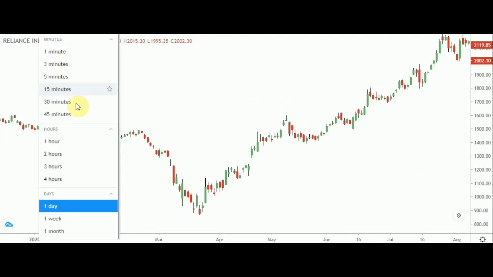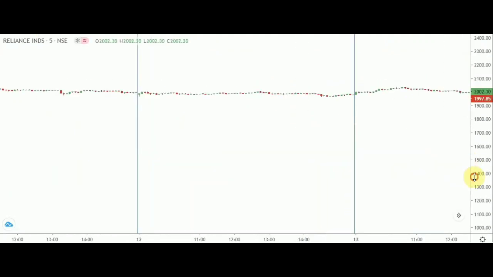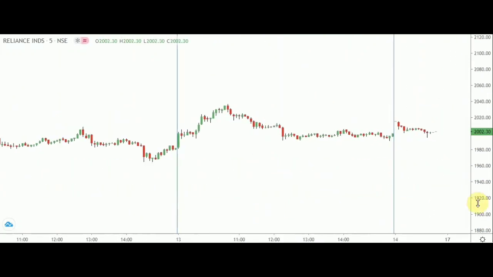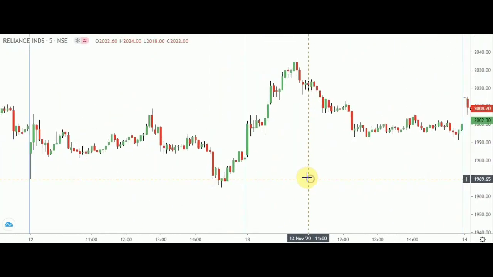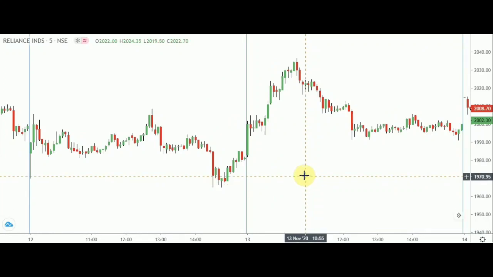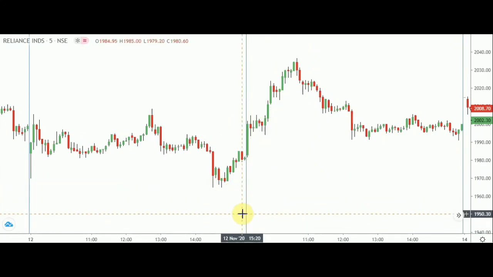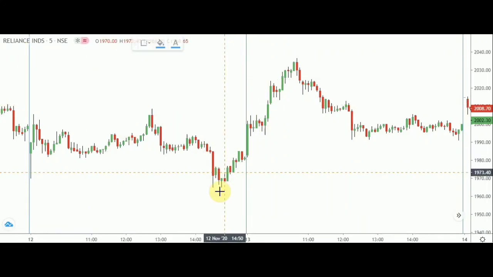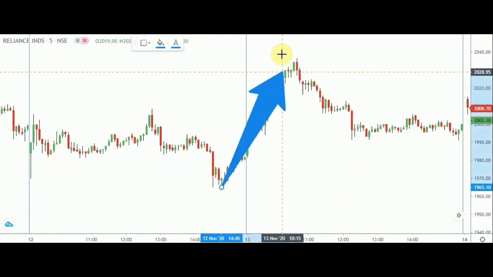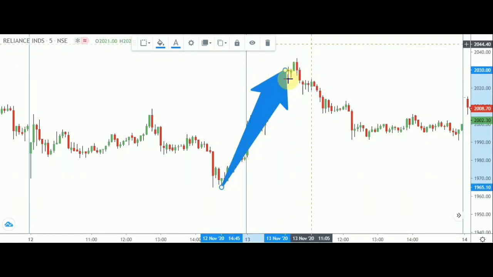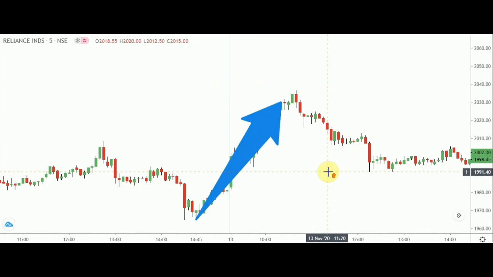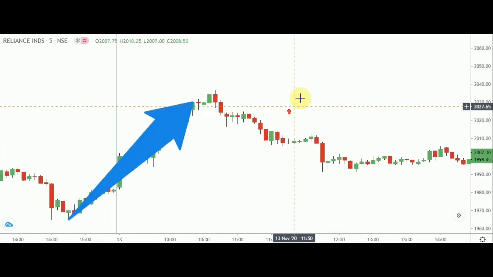Let me just show you the 5 minutes chart for intraday traders. I'll show you the recent examples if you want. Yes, my friend, a very recent example. This is of 12th and 13th November. You see from here, let me just draw the arrow from here to this particular point. So the trend was up, you can see the trend was up. Clear? Now here you see it's a doji.